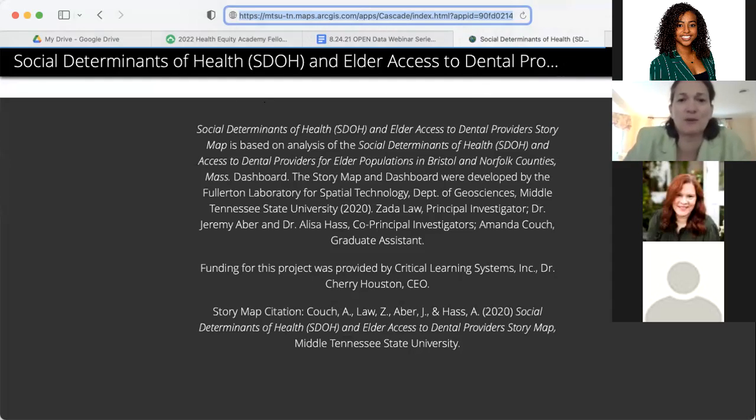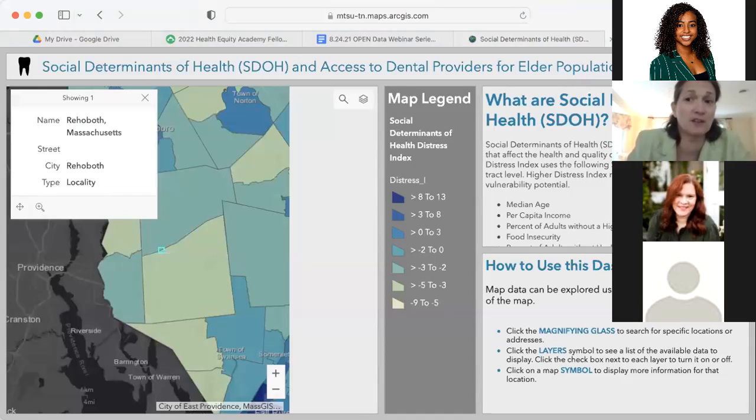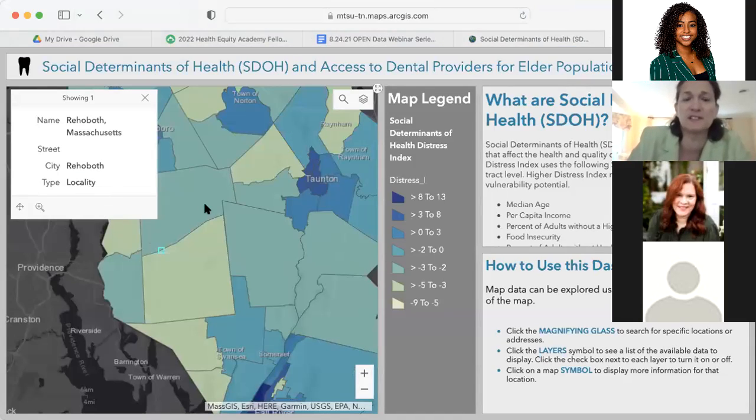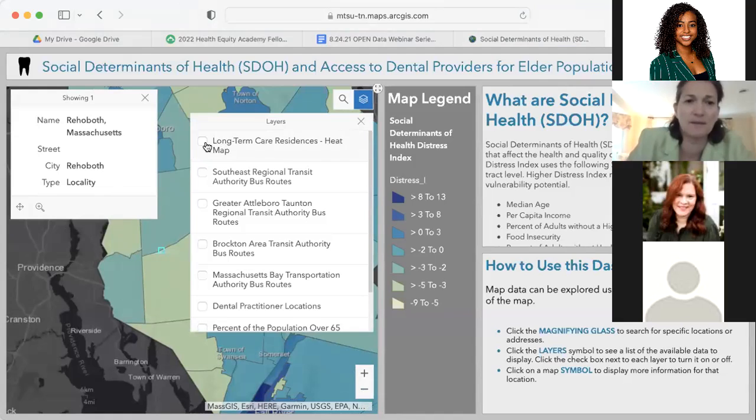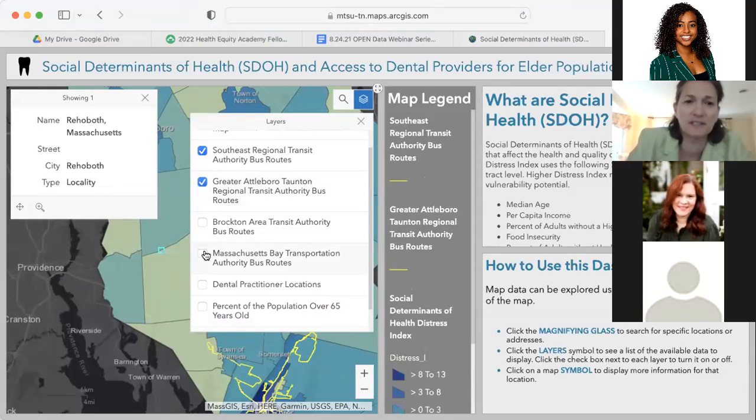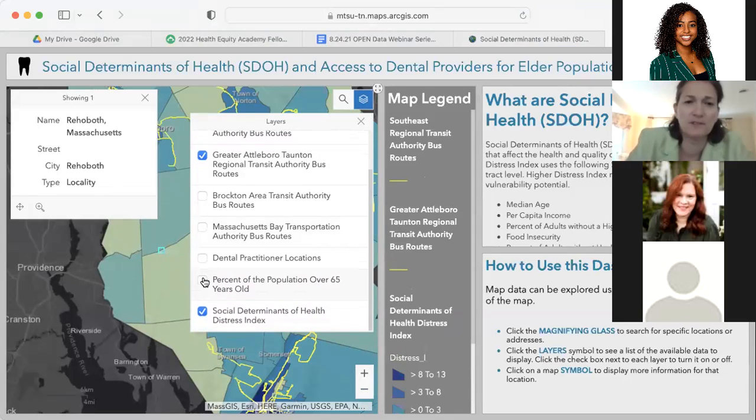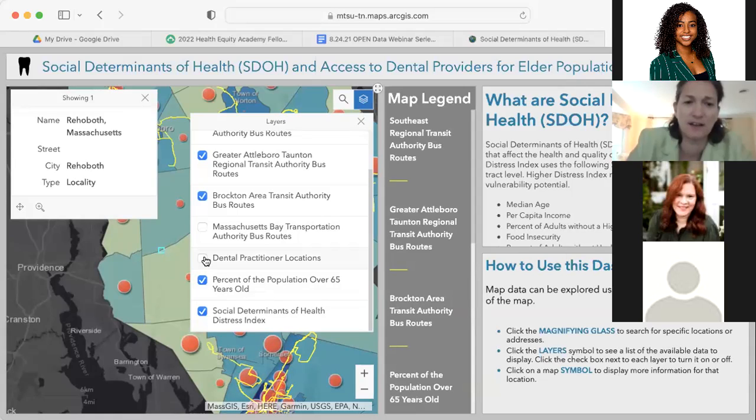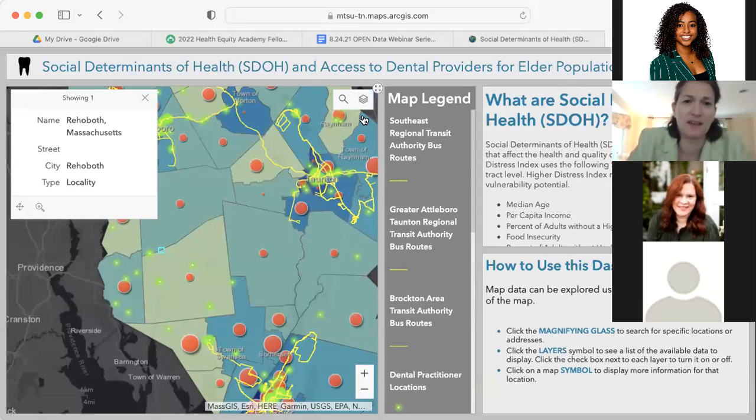Okay. So now we're going to jump right into the tool. That explains a little bit about what you'll see on the tool. This is where you can overlay some layers and choose what you want. So if you go up to the layer button, we have Rehoboth. Are we in at Rehoboth? Can you stick on, yep, not long-term care, put on Southeast Regional Trait, Greater Attleboro and Brockton, please. Brockton Transit Area too. And social determinants, and then percent over 65, and we want dentist on. I think you scroll up a little bit more. Yep, there we go. Okay. I think you can get rid of that box.